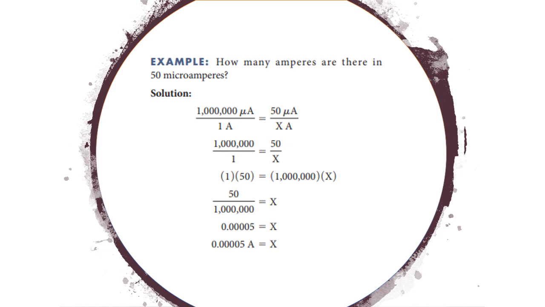By using the same approach as the previous example, we cross-multiply both sides to get 1 times 50 equal to 1 million times x. Solving this equation gives x equal to 0.00005 amperes. We will stop our class today at this topic.